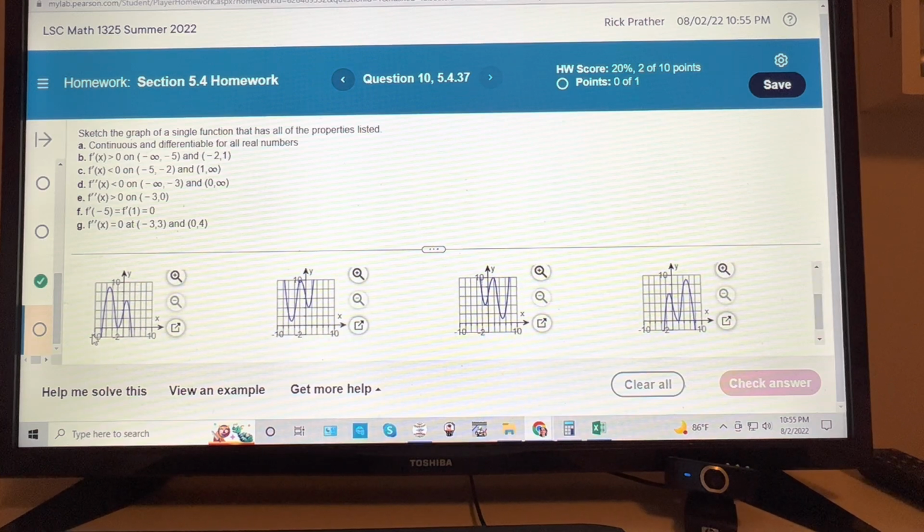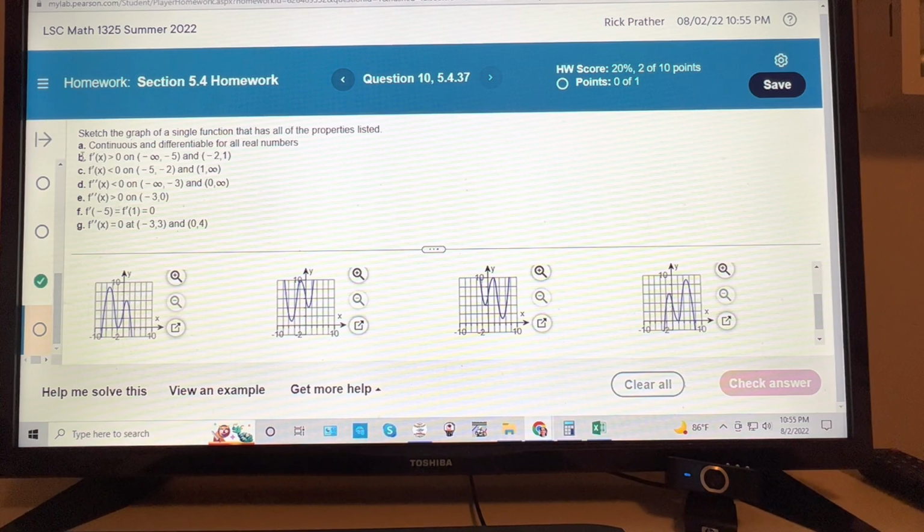Increasing from negative infinity till negative 5, okay? And negative 2 to 1. Yeah, that one did that. This one's not. This one's decreasing first. Same with that. And here's one that's increasing, but it's not doing it from negative infinity to negative 5. It's going all the way to negative 1.